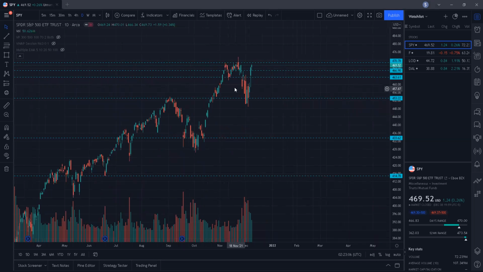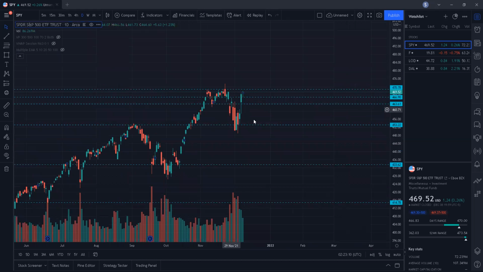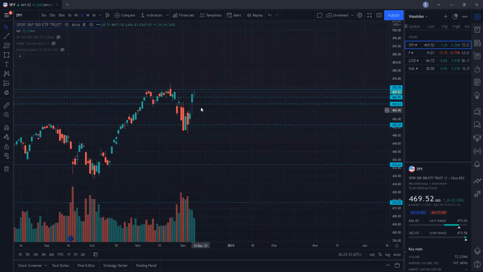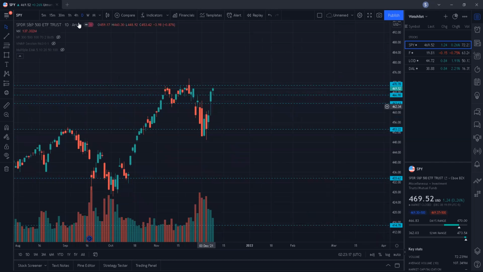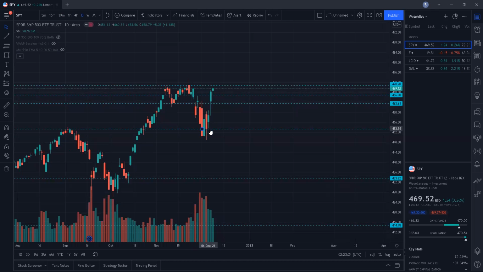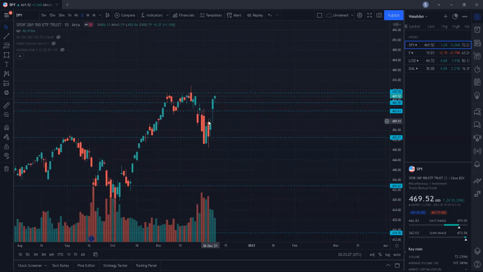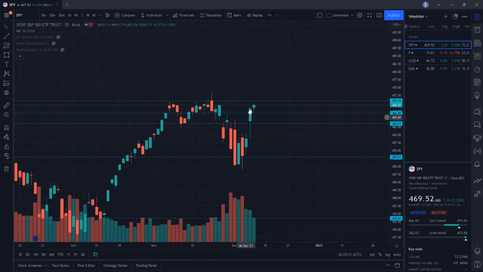There are candlestick patterns, and candlestick patterns, just like overall chart patterns, can give us insight as to where the price could go. Whenever we're looking at candlestick anatomy, let's stay on a daily time frame to keep things simple. Essentially what we're looking at is wicks and bodies. You have these upper and lower wicks, and you have these bodies.